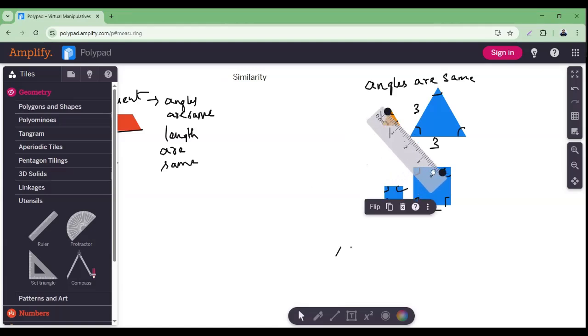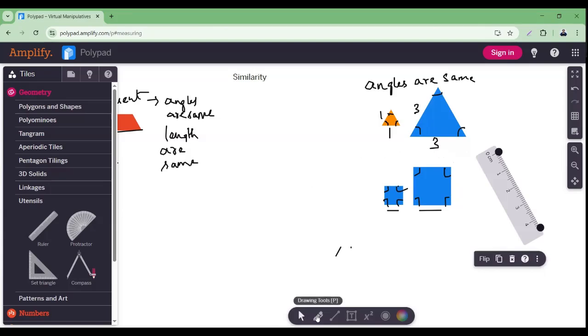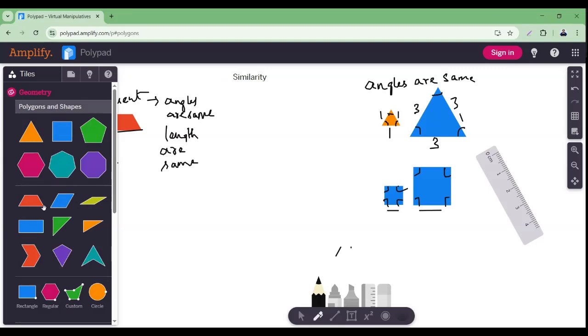The other side we are also measuring, and we see that this length is 1 centimeter and this length is 3 centimeter. That means I'm not saying all three should be the same, but the connection between them is that this is 1 and this is 3. This is 1 and this is 3.